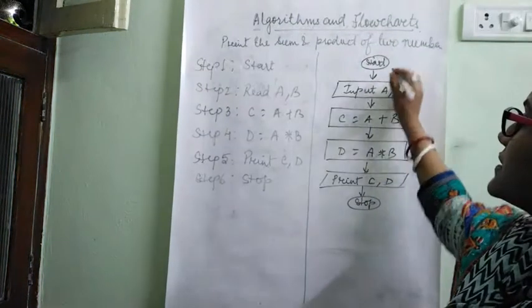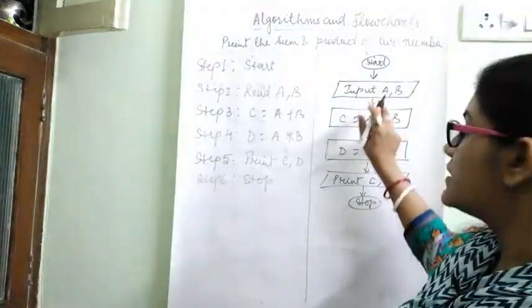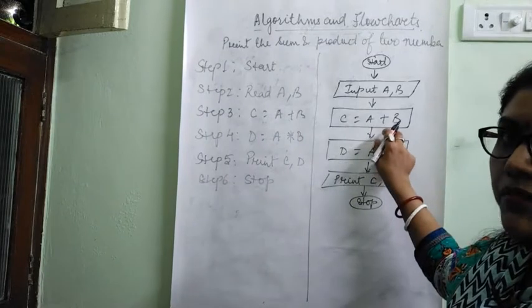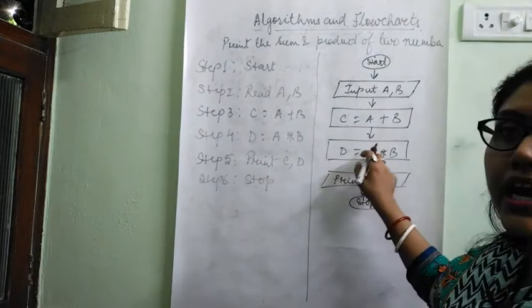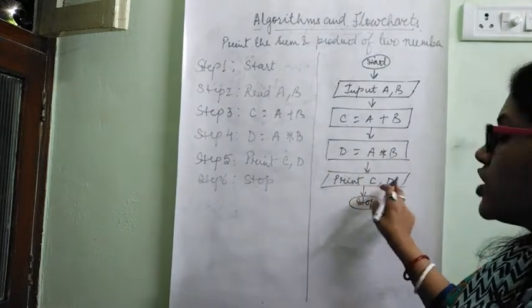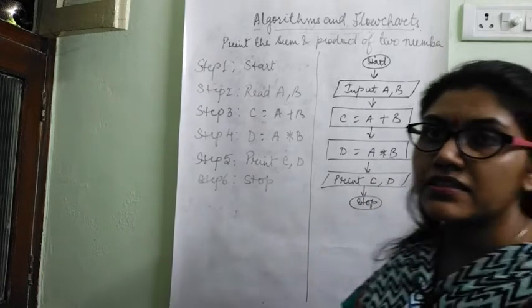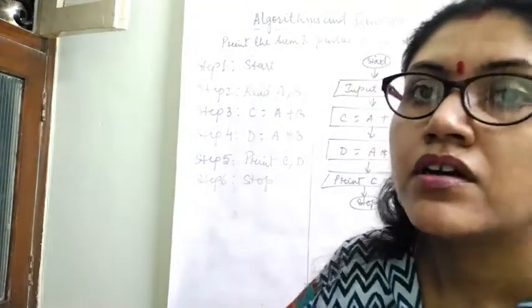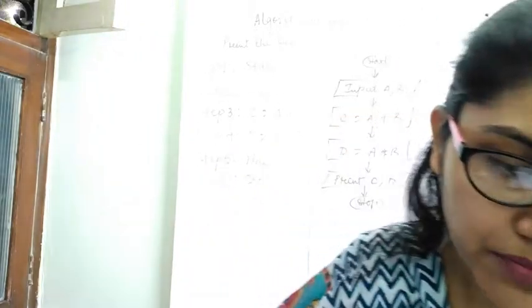Flowchart: start. Input A comma B. Then C is equal to A plus B. Process. Second process D is equal to A into B. Then print C comma D and then stop. This is one program. Okay. Next we will do the next program. Let's see.